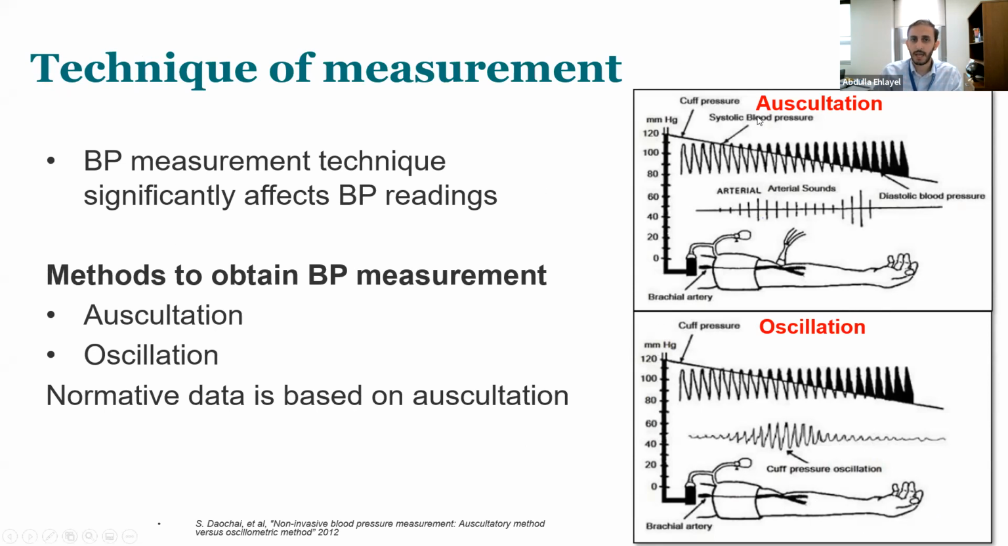So auscultation, the classic standard method of checking blood pressure, is you inflate the cuff until you no longer feel the radial pulse, and then you deflate the cuff. The first sound that you hear is called the first Korotkoff sound. That's the systolic blood pressure. And then when the sound disappears, that's called the fifth Korotkoff sound, and that is the diastolic blood pressure. So the first sound you hear is systolic, the last sound that you hear is diastolic.